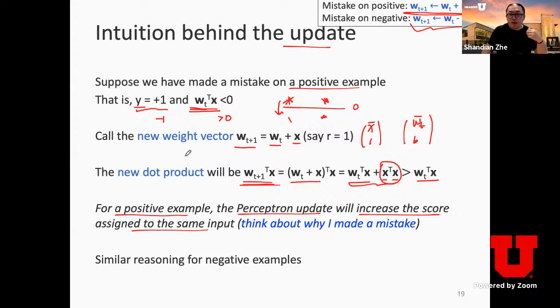In the negative case, our new weight vector is obtained by subtracting X from W_t, following this rule. R, again, is set to 1. So we subtract X from W_t and calculate the new prediction score. Remember, the plus sign here is replaced by minus. So our new prediction score is the old prediction score minus this inner product. Because this inner product is always non-negative, our new prediction score is decreased.